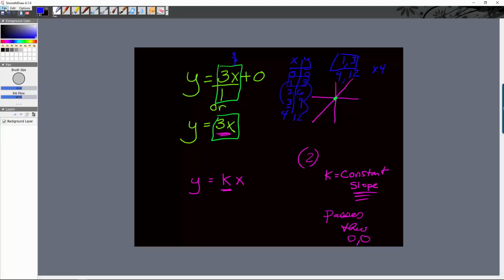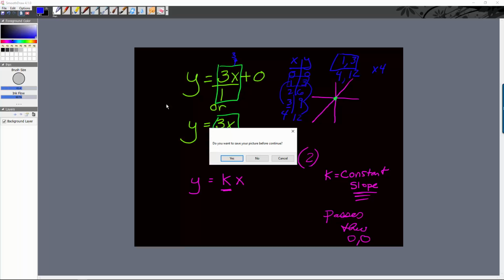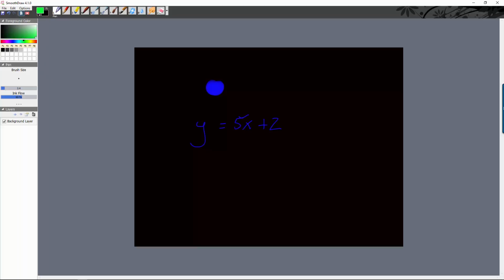Let's give one more example of this so you can give it a try. Here is my example. I'll say y equals 5x plus 2. Now if I look here, I want to figure out if this is direct variation, and I want you to think about this for a second. It has to have two things, right? So pause the video and figure out if it has the two things you're looking for.